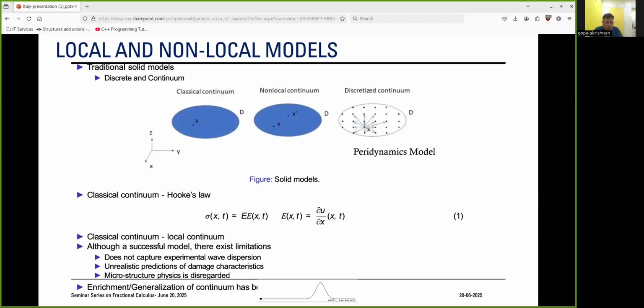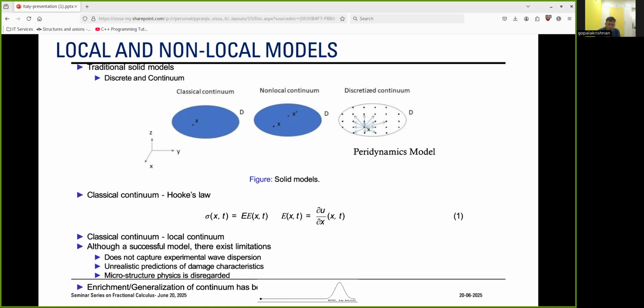So now let us come to local and non-local models. Normally, all these continuum theories we use are called classical continuum, which is given on the left-hand side. Then there is a non-local continuum, and there is a discretized continuum. So what is the difference between all of this? In the classical continuum, we say that if you take a material property at one point, it is also the same at all other points.